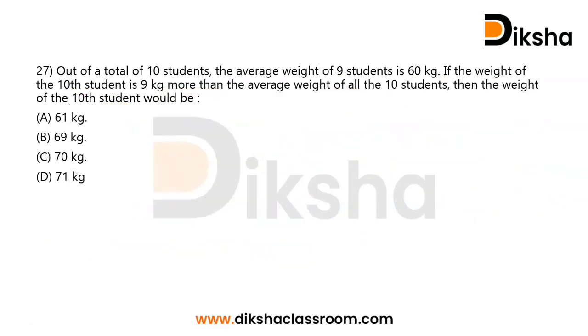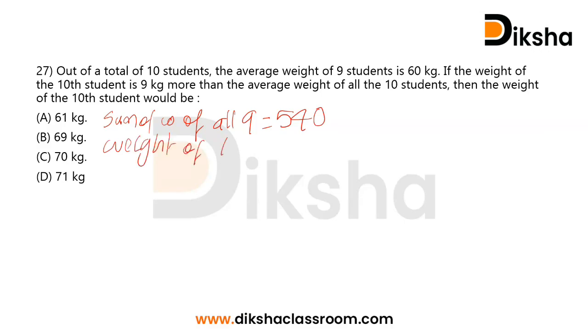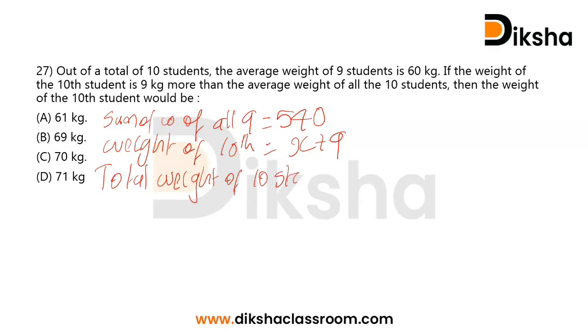Okay, now we have the sum of the weights of all 9 students is 540. The weight of the 10th student is x plus 9 from the previous slide, which means the total weight of 10 students will be 540, the total weight of 9 students, plus the weight of the 10th student.